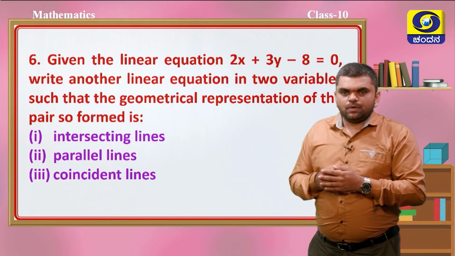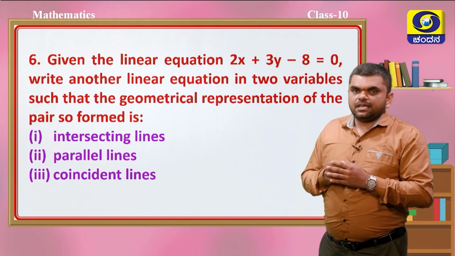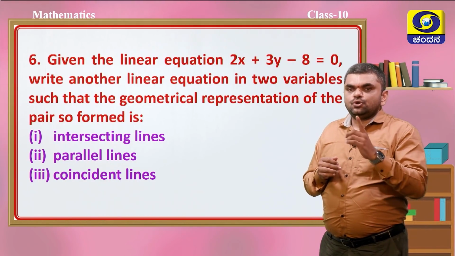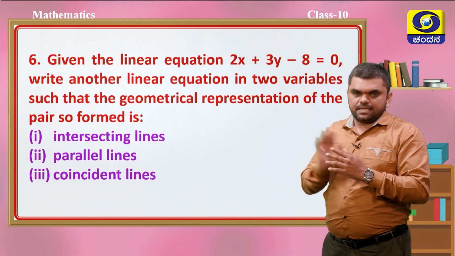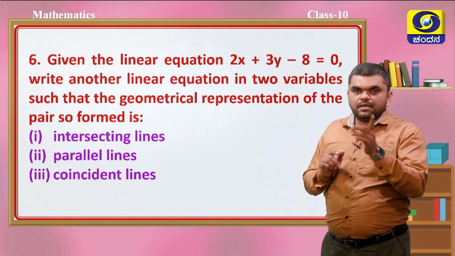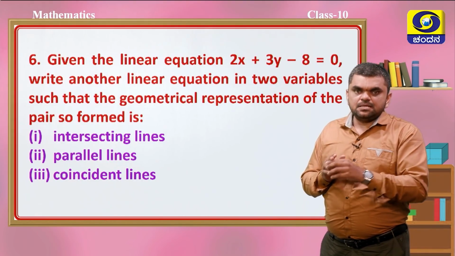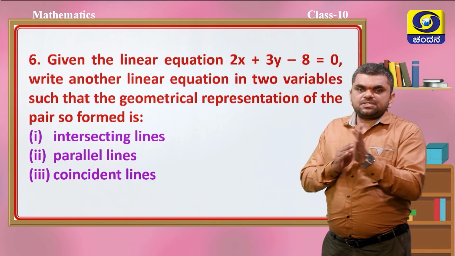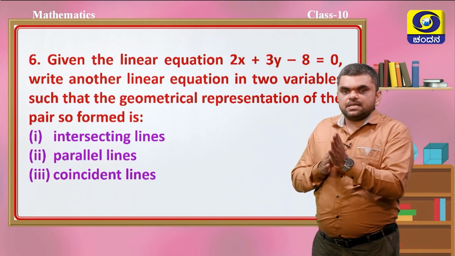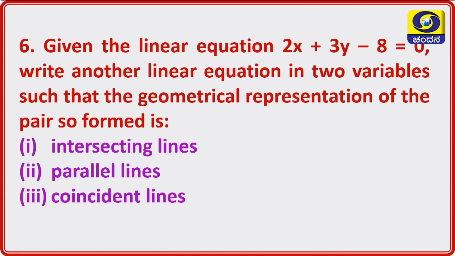Okay, children. Another problem is there. Observe here. Given the linear equation 2x plus 3y minus 8 is equal to 0, write another linear equation in two variables such that the geometrical representation of the pair so formed is intersecting lines, parallel lines and coinciding lines. Children, here they have given the equation of only one line, that is 2x plus 3y minus 8 is equal to 0. We have to find out the equation of another line such that that line will intersect this line, that is 2x plus 3y minus 8 is equal to 0.